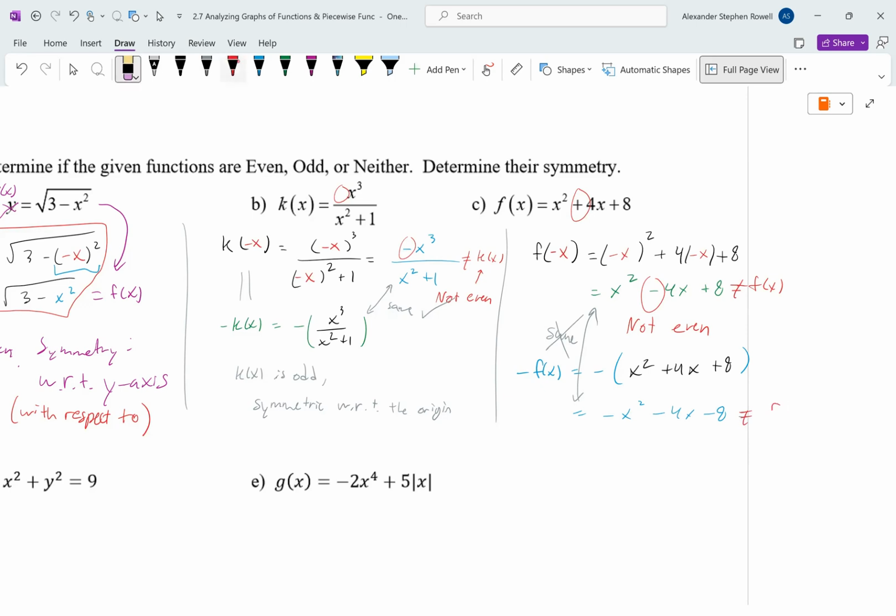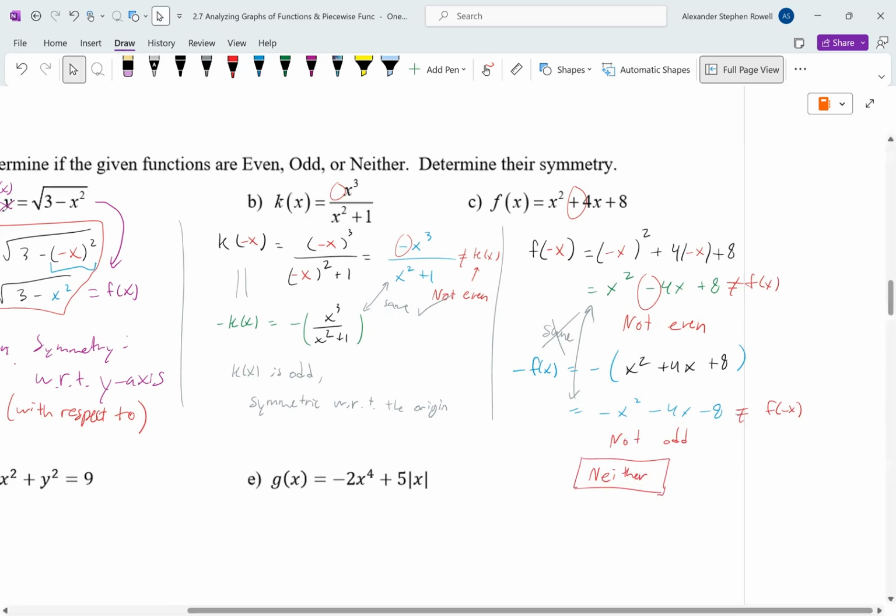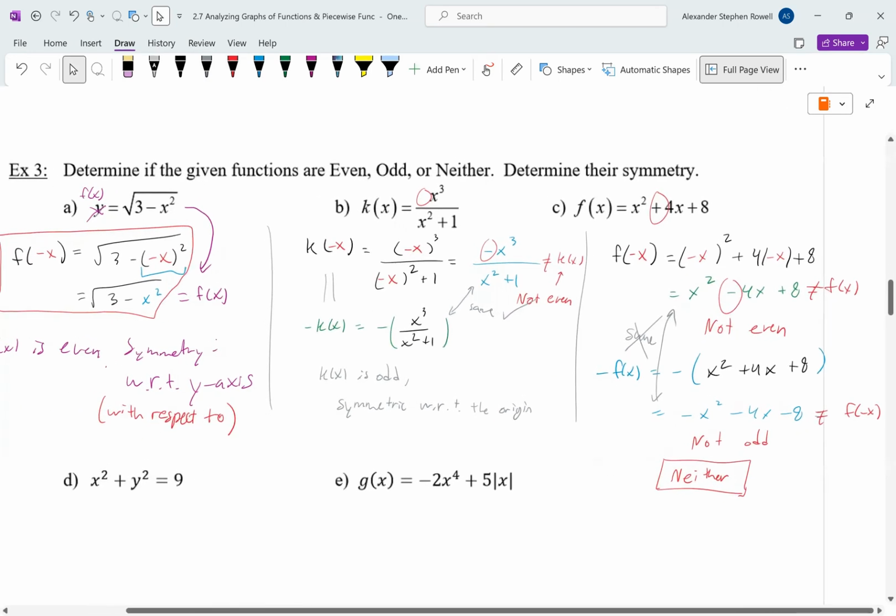So it's not odd. Is it neither or neither? Neither? Okay, I'll believe you. Any questions about this? So we just memorized maybe some mathematical operations. Let's try to go back and reflect on what it means.